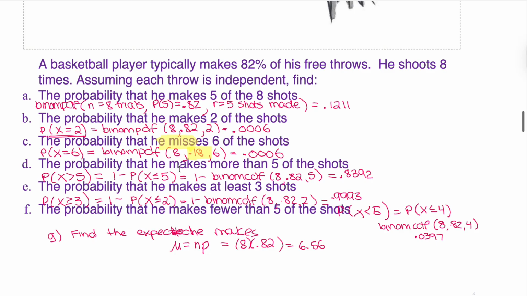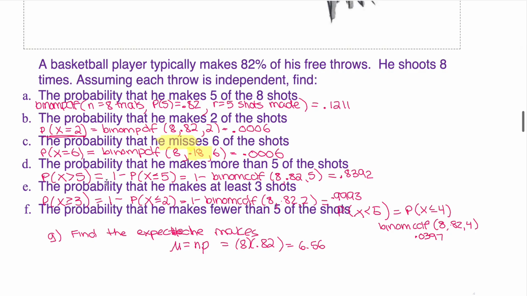Part D, the probability that he makes more than 5 of the shots. Well, here is an inequality hint. Therefore, we're going to use binomial CDF. The probability of x greater than 5 is equal to 1 minus probability of x less than or equal to 5. So you can use 1 minus binomial CDF of 8, 0.82 and 5. Therefore, you get 0.8392. So there's a hint for you.